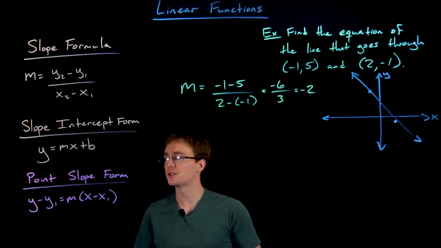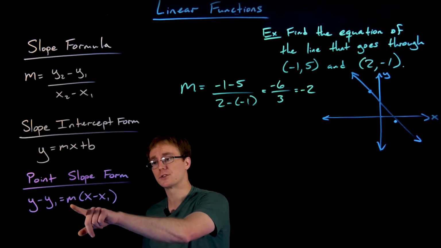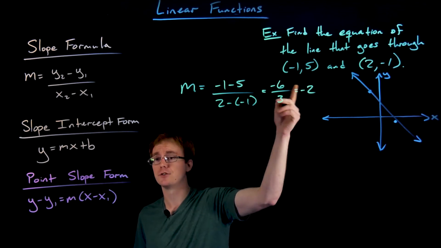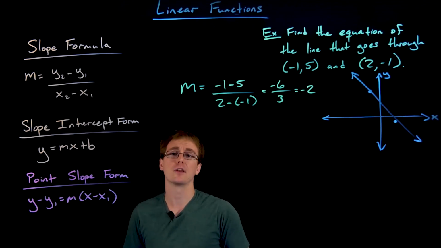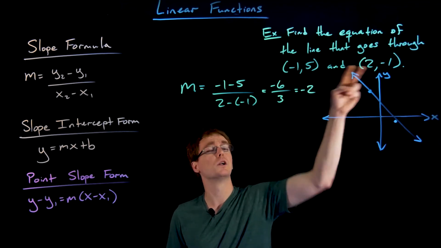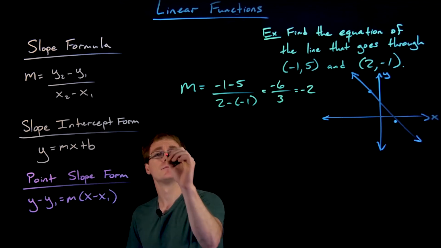Let's go ahead and first do it using point-slope form. So if we want to use point-slope form, we need to know the slope of our line, m. That's -2. We know that already from our previous work. And then we need one other point that our line goes through. And it doesn't matter which point we use here. In fact, let's go ahead and do it for both.